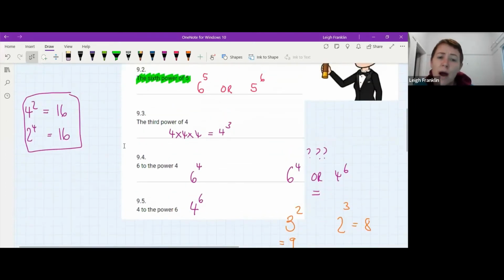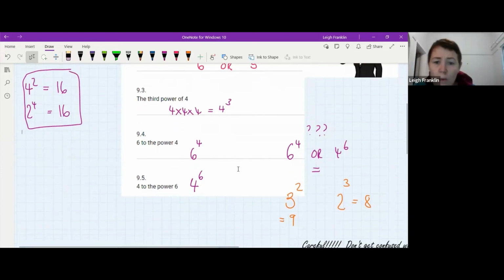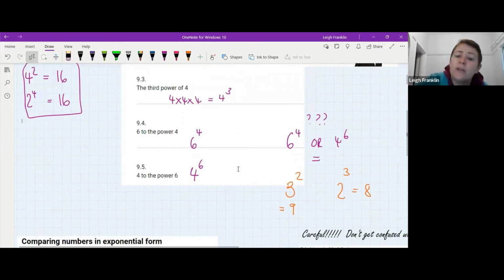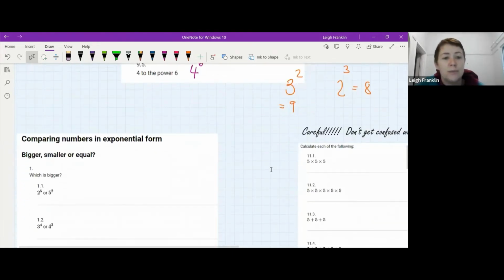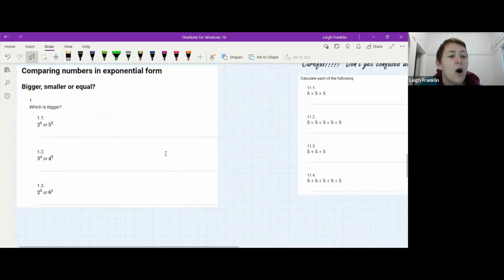So 6 to the power of 5 is not the same as 5 to the power of 6, or 4 to the power of 3 is not the same as 3 to the power of 4. When we do the repeated multiplication and work out these answers, we're going to see that they're not actually the same. So don't make the assumption that they are. Now that leads us on to the next thing. We've got to be able to compare numbers in exponential form.